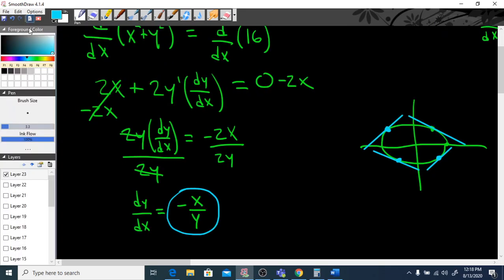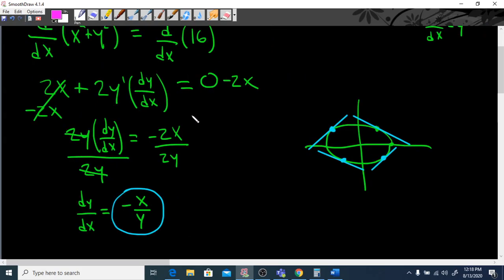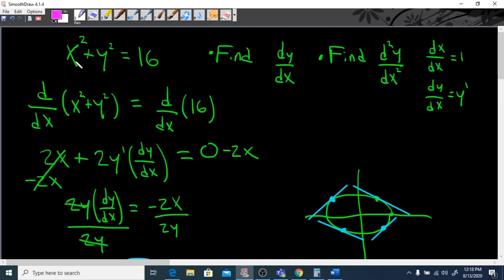Sweet. Now we can do the second derivative. Let's keep in mind that dy/dx is negative x over y, and that x squared plus y squared is 16.